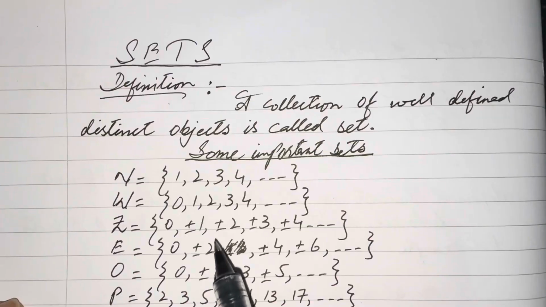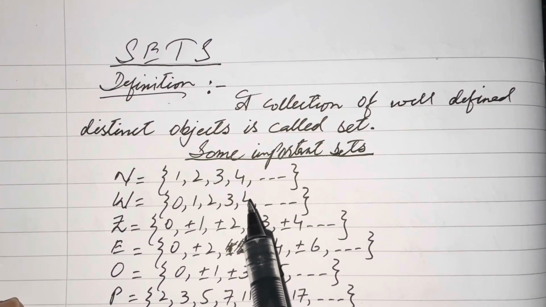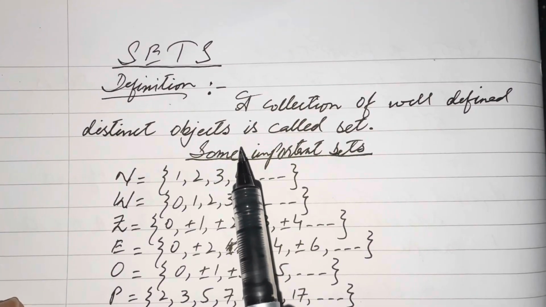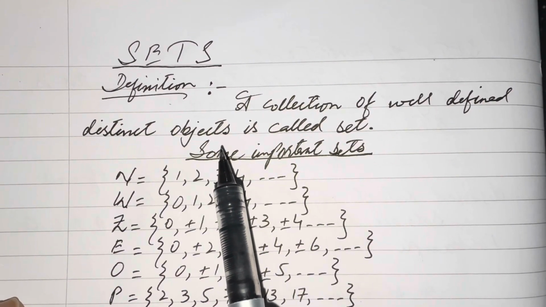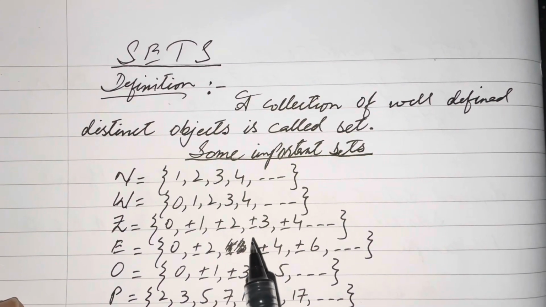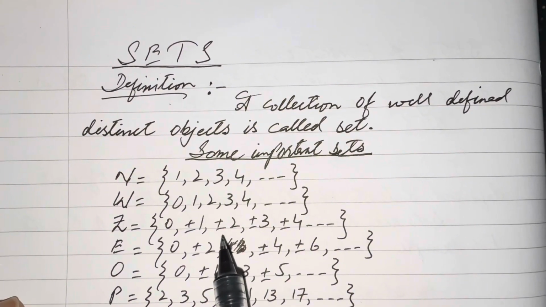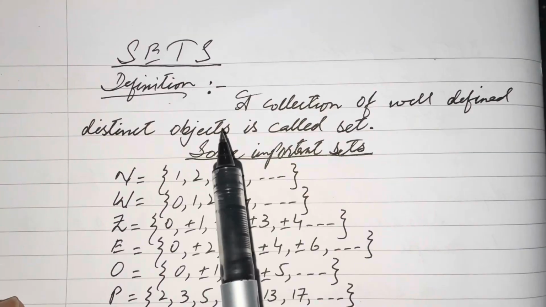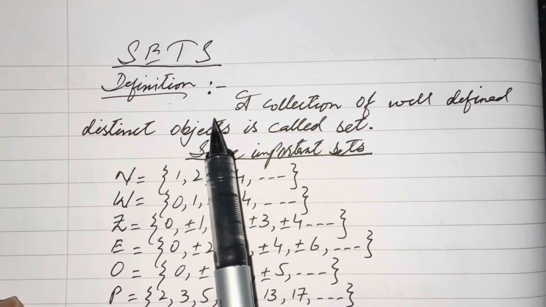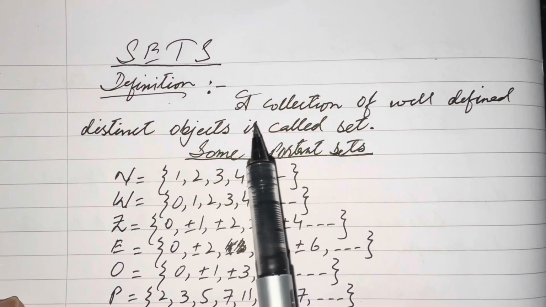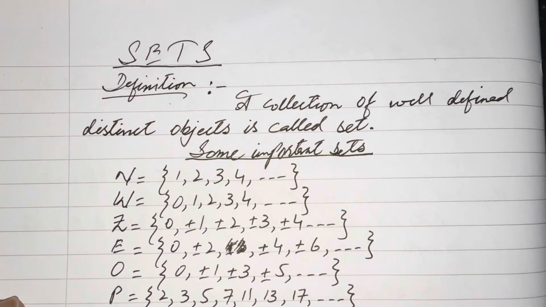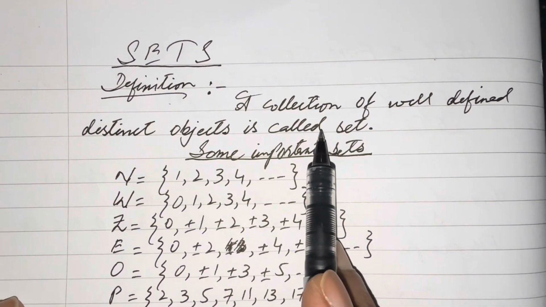In today's lecture we are going to take a quick review of the sets that we learned about in our previous lecture, and then complete today's lecture about sets. As we have learned, the definition of a set is a collection of well-defined distinct objects.